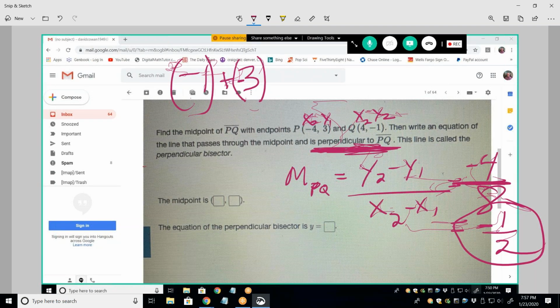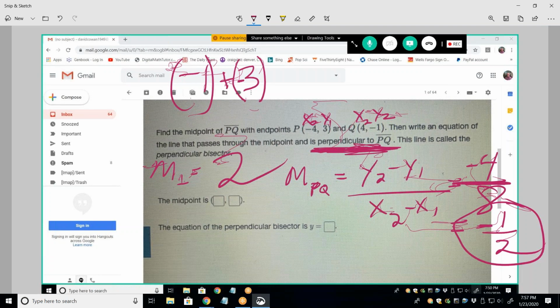So what's the slope of the perpendicular? Because that's the one they're asking about. Remember, you have to do two things. We have to change the sign. It's going to be negative 2 over 1. Got to change the sign. It's currently negative. It's going to be positive. Positive 2. Okay?